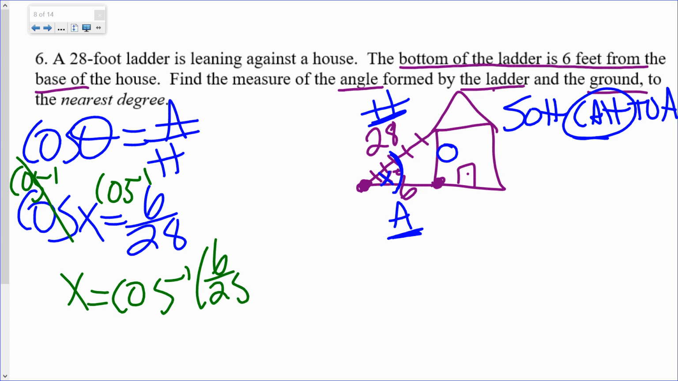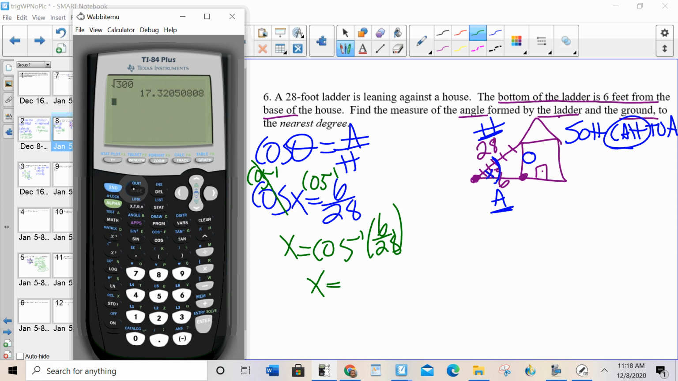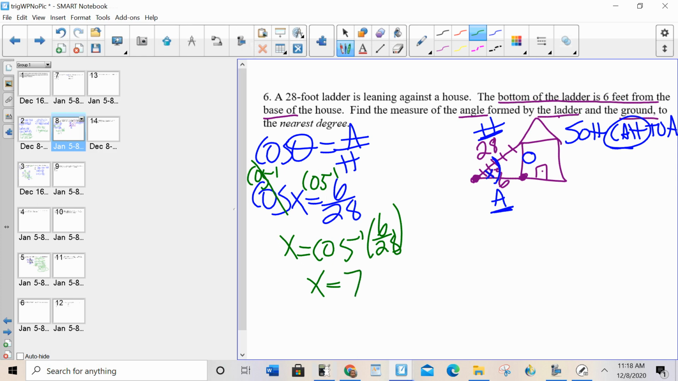And make sure your calculator is in the proper mode. It should be in degree mode. So, where's my calculator? Let's just make sure I'm in the right mode. I hit mode, and degree should be highlighted. Second cosine, enter, 6 over 28. To the nearest degree, that's going to be 77 degrees.